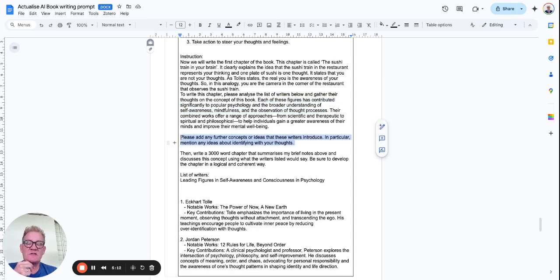So I've pointed it to that list of people, so it should access what they've said. Please add any further concepts or ideas that these writers introduce. In particular, mention any ideas about identifying with your thoughts. So I'm saying, I think these people have got useful things to say. If they've got other ideas as well, don't discard them, please add them.